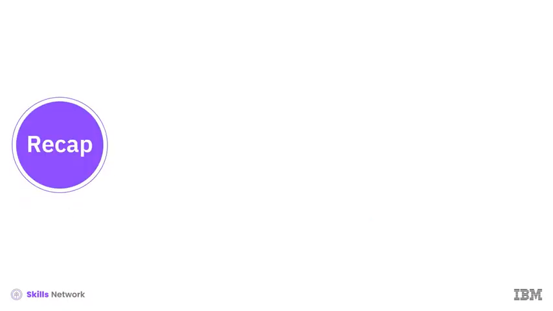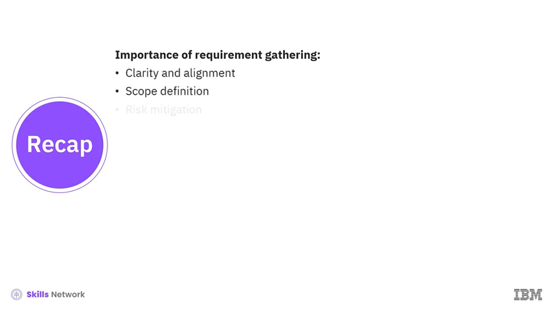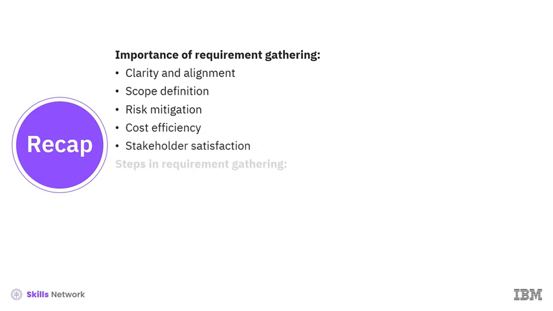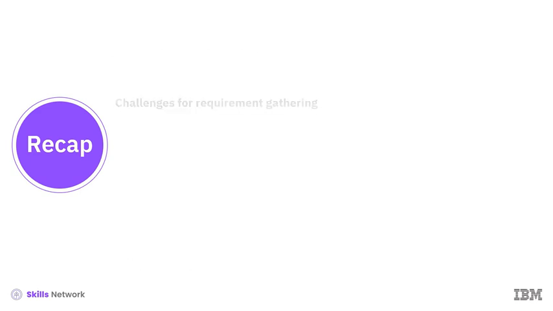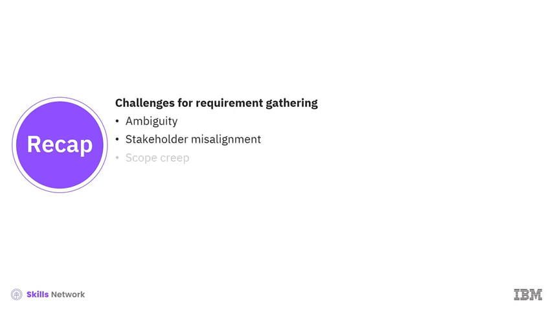Let's recap what you learned in the video. Requirement gathering is a cornerstone of successful business analysis. It is vital for several reasons, such as clarity and alignment, scope definition, risk mitigation, cost efficiency, and stakeholder satisfaction. The process of requirement gathering includes the following key steps: requirement elicitation, requirement documentation, requirement analysis, requirement validation, and requirement management. Some of the challenges for requirement gathering are ambiguity, stakeholder misalignment, scope creep, communication barriers, and changing requirements.